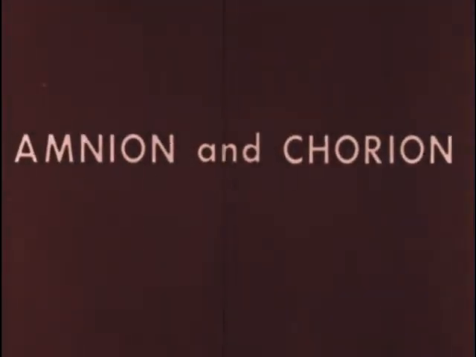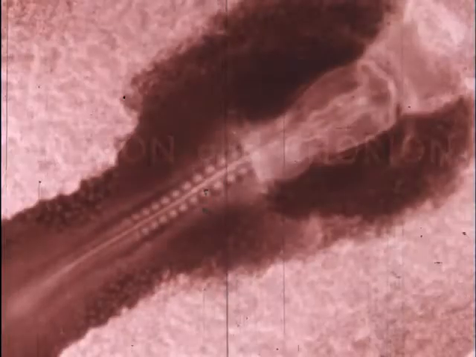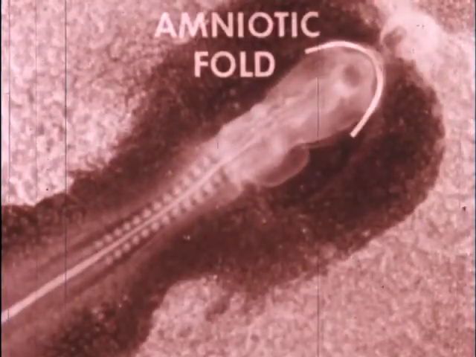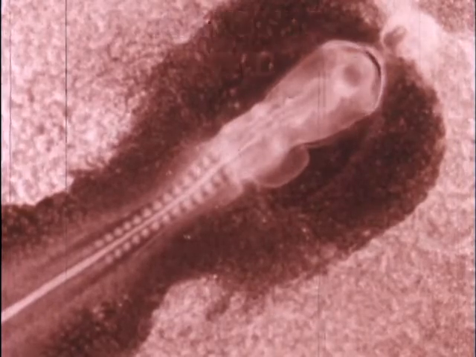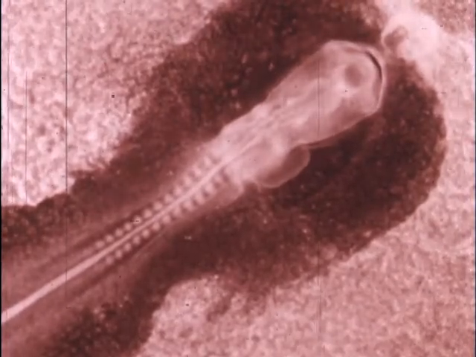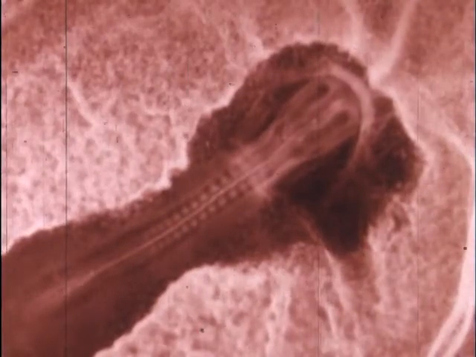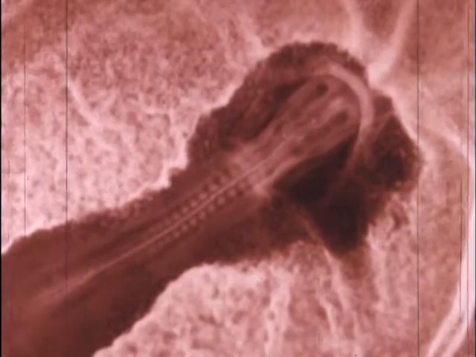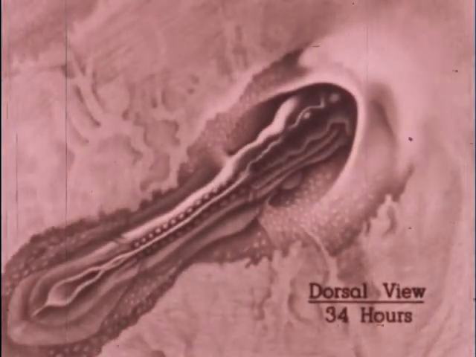The amnion and the chorion are so closely associated in their origin that they must be considered together. After about 30 hours of incubation, a fold known as the amniotic fold begins in front of the head of the embryo. Eventually, the fold elevates over the head end of the embryo, as shown in this living specimen and in this drawing.